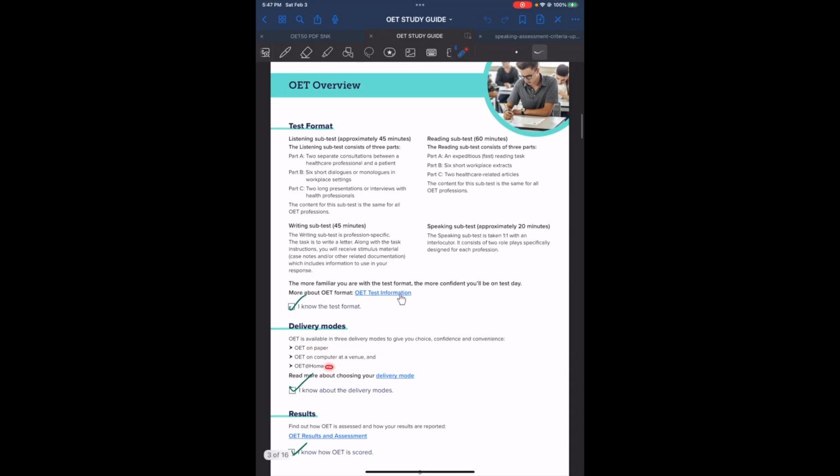So OET at home is not available everywhere. It's only available in certain countries where there is no Prometric, or I believe there's no option to take OET on paper. So this is a newer format, only in select places.